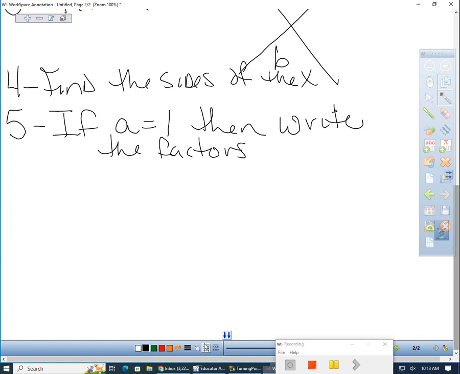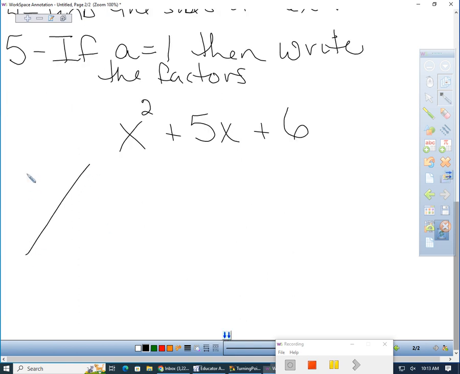All right, so let's say I have x squared plus 5x plus 6. First of all, there is no greatest common factor I can take out of the whole thing, right? Okay, so then the next thing I do is I draw my x. Last number times the first, or 6 times 1 is 6. That goes on top. The middle number goes on the bottom. What are the sides of my x? 2 and 3. 2 and 3, 3 and 2, doesn't matter which direction you put them.